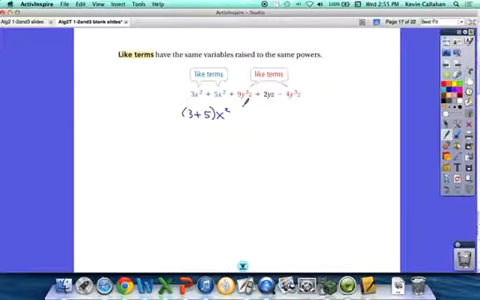Okay, now notice these two in red. Y to the third z. They've got more than one variable, but they're all raised to the same power. So they're like terms. So how are we going to combine 9y to the third z and negative 4y to the third z? How many y to the third z's do we have? You have 9 minus 4 of them, right? 9 minus 4.